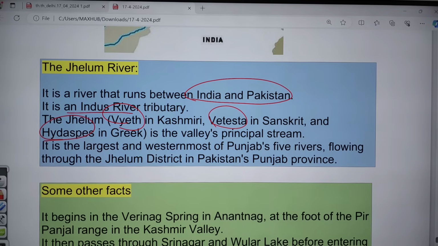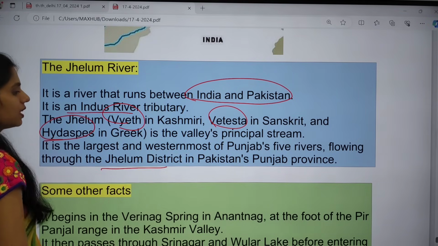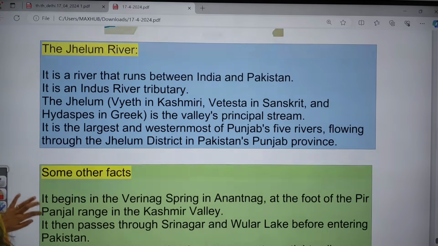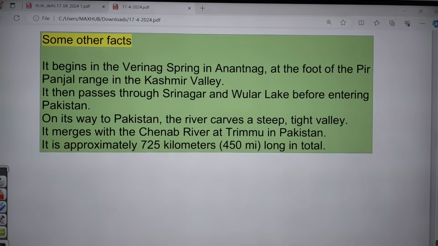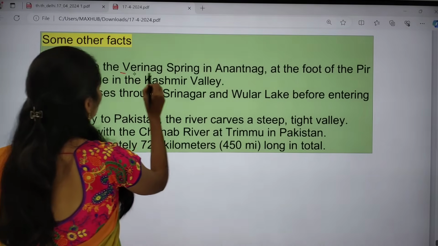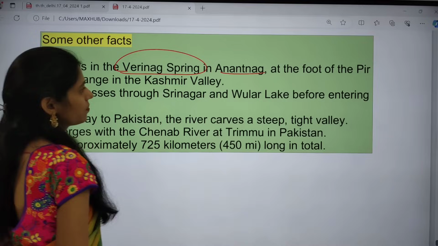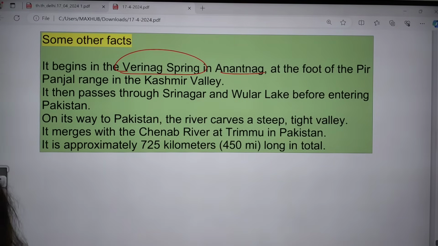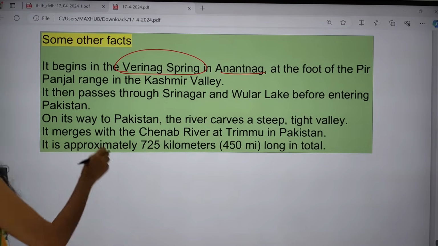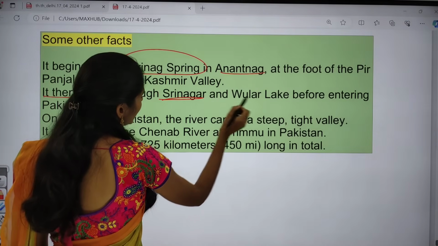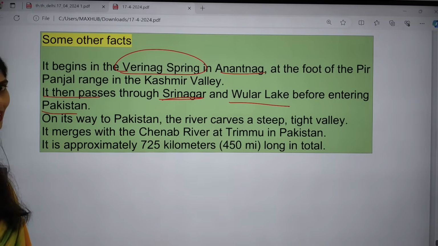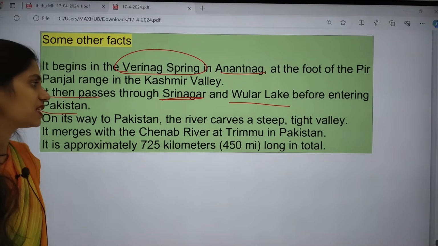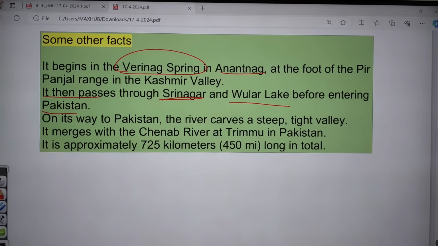It is one of the largest and westernmost of Punjab's 5 rivers, flowing through the Jhelum district in Pakistan's province. And if you see some other important facts of this Jhelum river, where it originates: it begins in the Verinag spring in Anantnag, at the foot of the Pir Panjal range in Kashmir Valley. It then passes through Srinagar and Wular Lake before entering into Pakistan. On its way to Pakistan, the river carves a steep, tight valley, and finally it merges with the river Chenab at Trimmu in Pakistan.